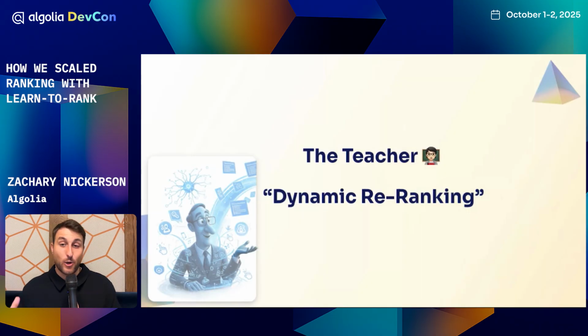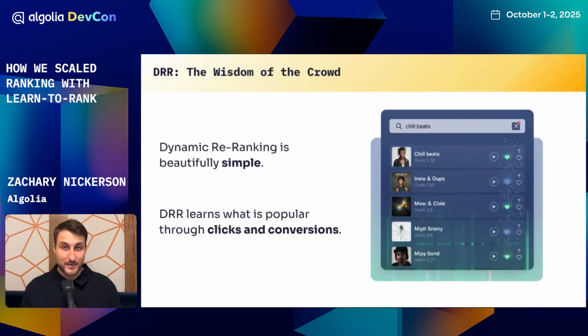To tackle this long tail ranking problem, we needed to start with something that already worked. So that something was dynamic re-ranking. So dynamic re-ranking is beautifully simple. It's essentially the wisdom of the crowd, but just applied to search results. So when people consistently interact with certain results for a query, whether that's clicks and purchases in e-commerce or plays and saves in music streaming, for example, dynamic re-ranking learns those patterns and automatically boosts those results.